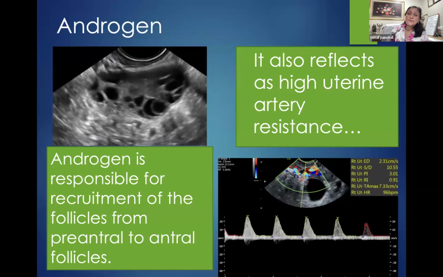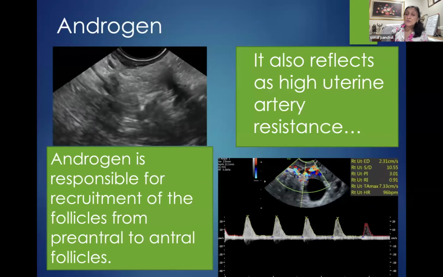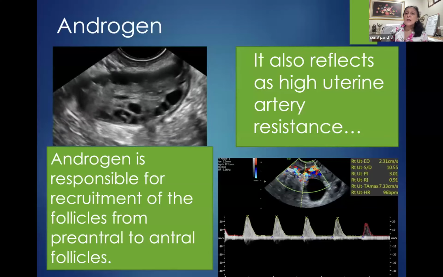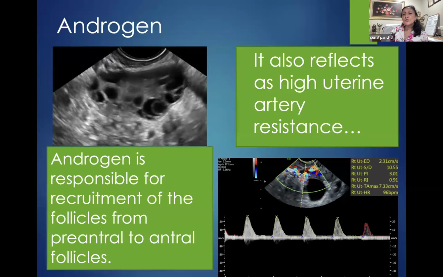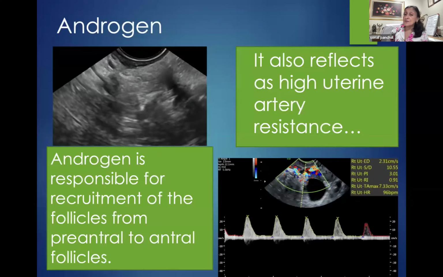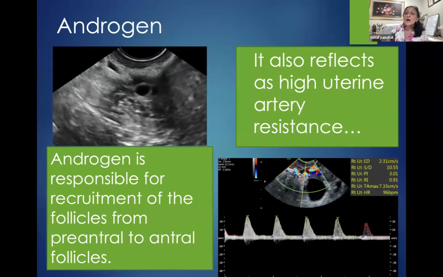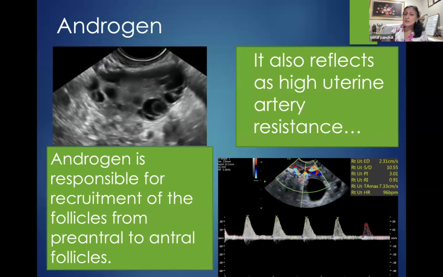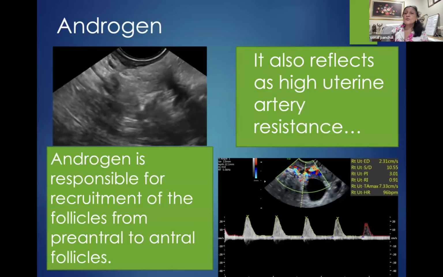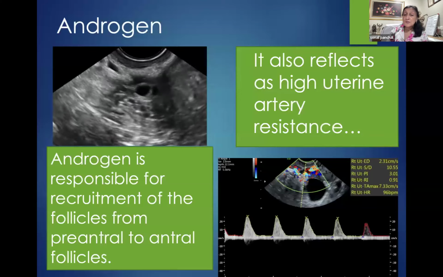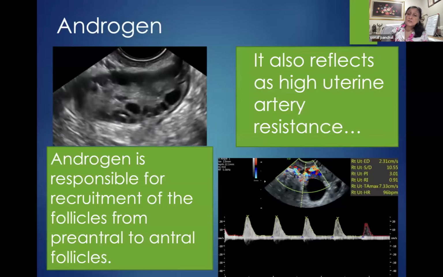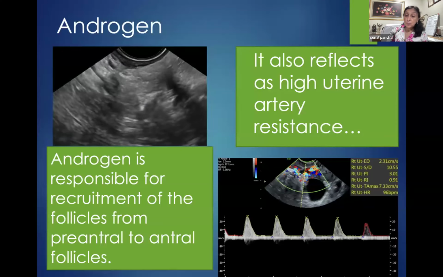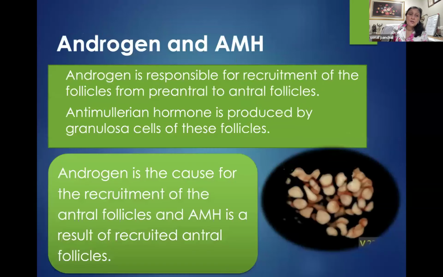It is responsible for increased tone in the smooth muscles all over the body, and therefore it also leads to increased tone in the muscularis of the uterine artery, leading to a high uterine artery resistance. And usually this is seen not only in the early phase of the cycle but throughout the cycle. That means that high uterine artery resistance throughout the cycle is a marker of high androgen, especially along with multiple antral follicles.